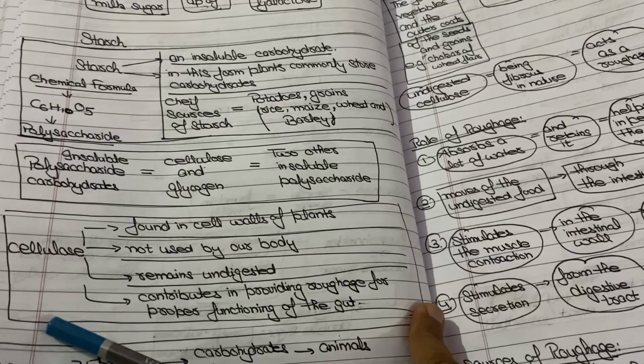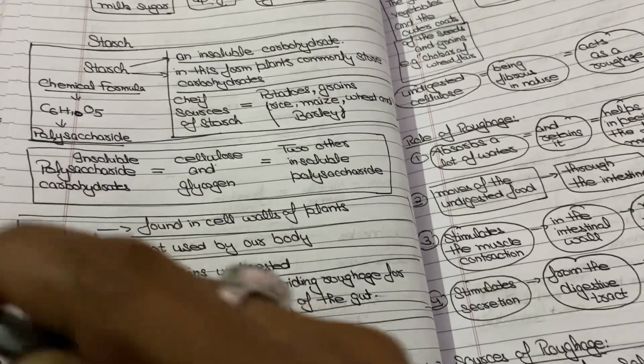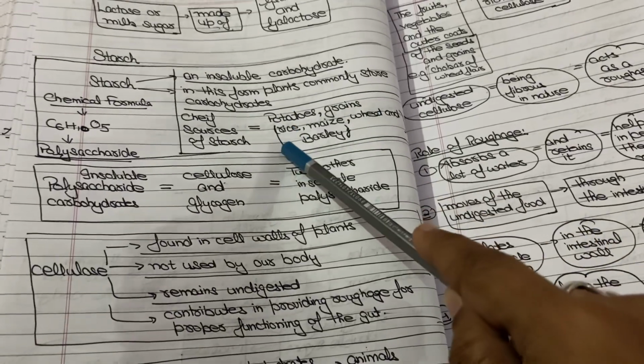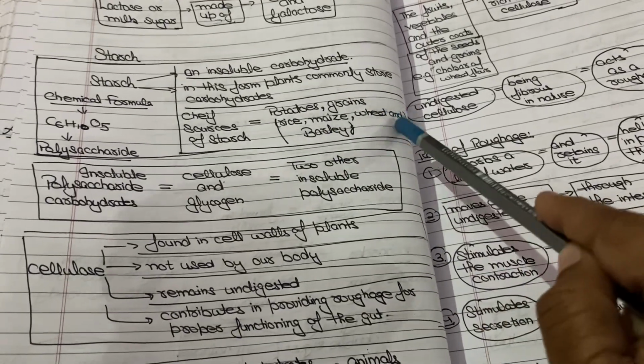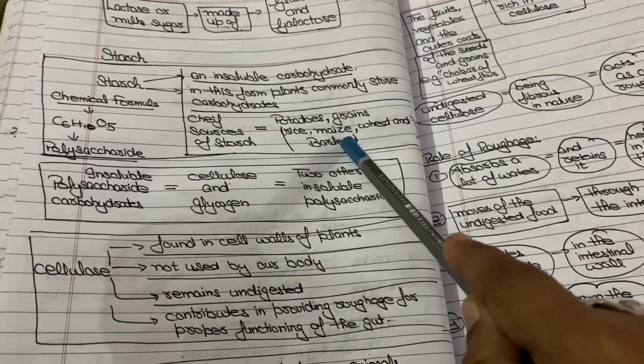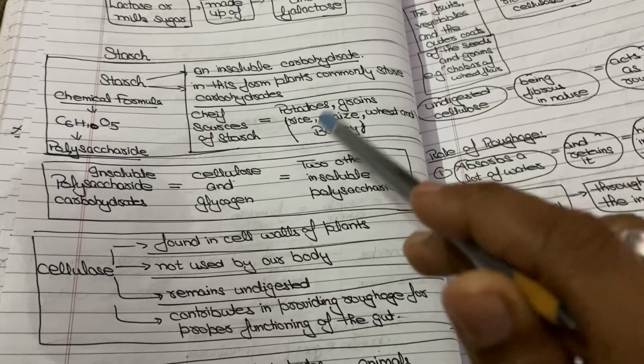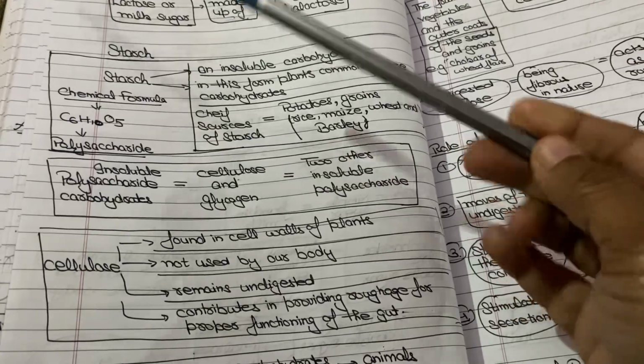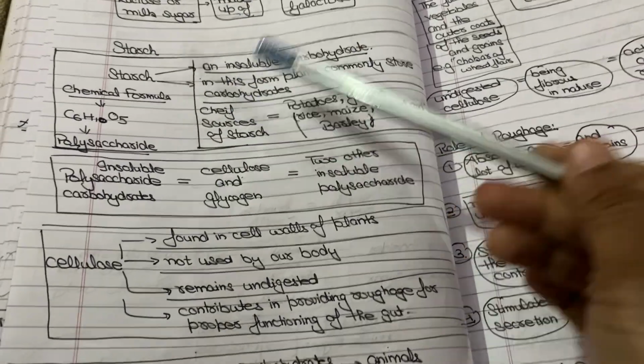What is the chief source of starch? From where do you get starch? We get starch from potatoes, grains, rice, maize, wheat and barley. These are the main sources of starch, and it is in this form that plants store their carbohydrates.